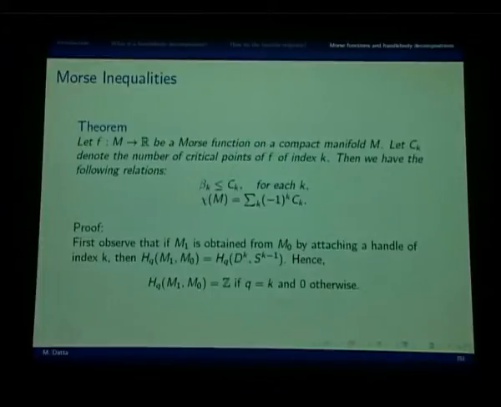And it is very well known that when q is equal to k, this is isomorphic to Z, otherwise this is 0.